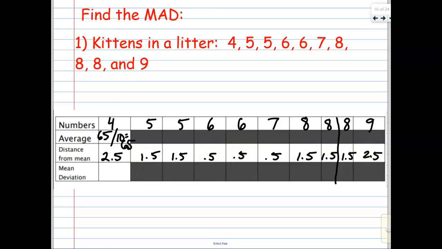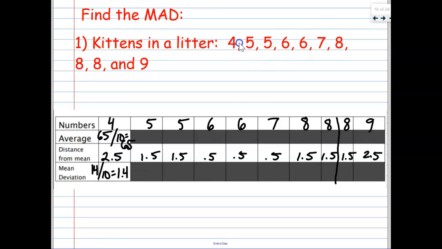Now I need to find the average of all this business. So I'm going to grab my calculator and I'm going to add all of that up. All right, so I add all that up, I get 14. I divide by my 10 numbers in my set, and I get a mean absolute deviation of 1.4. So there's 10 litters of kittens here. Aw, how cute is that? Like this mama cat had 4, this had 5, this had 5, and so on. I know my average number of kitties in the litter is 6.5, and they're all pretty close.